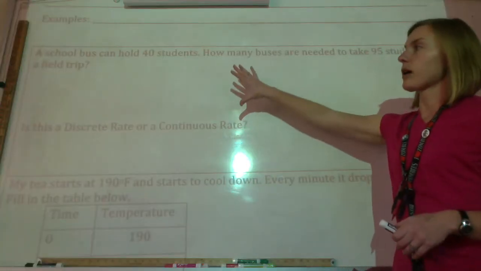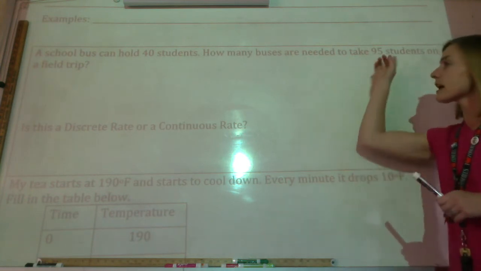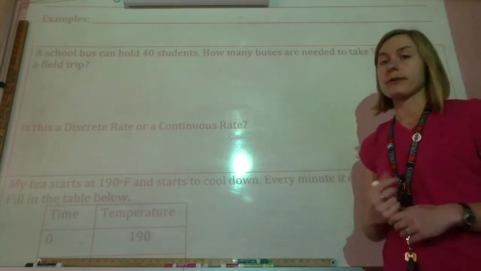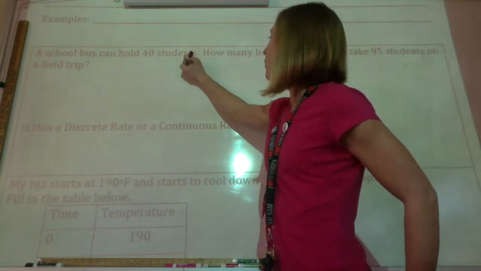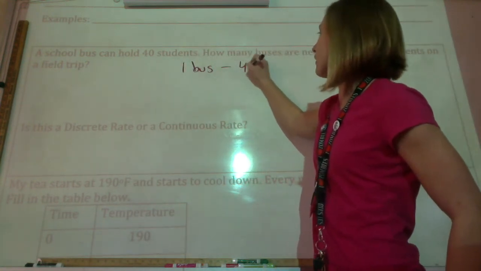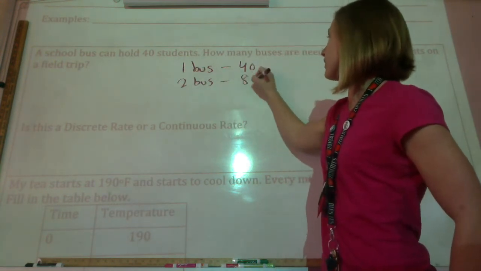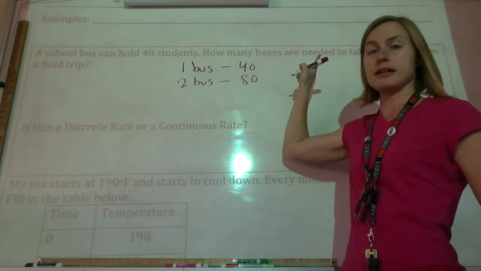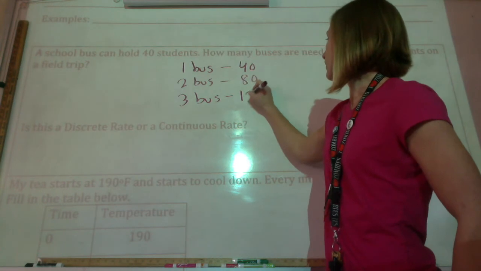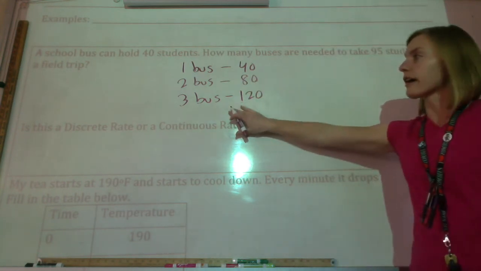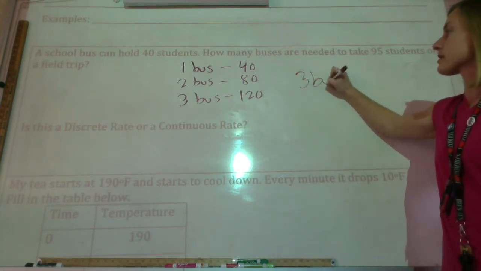So we have this problem. A school bus can hold 40 students. How many buses are needed to take 90 students on a field trip? Now this is a fairly simple problem, because obviously if we have one bus, then that's our 40 students. If we have two buses, then that's 80 students. So we're almost up to the 95, but we need probably one more bus, because that one more bus can take all of our 95 students.